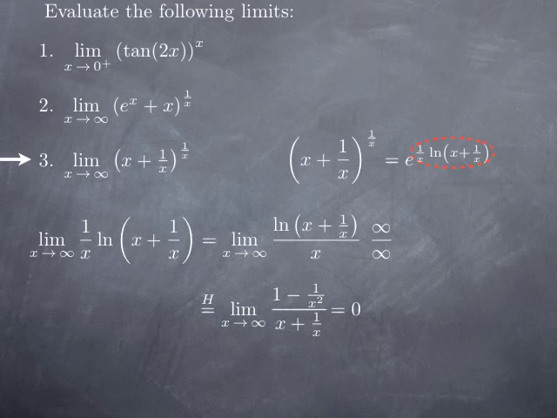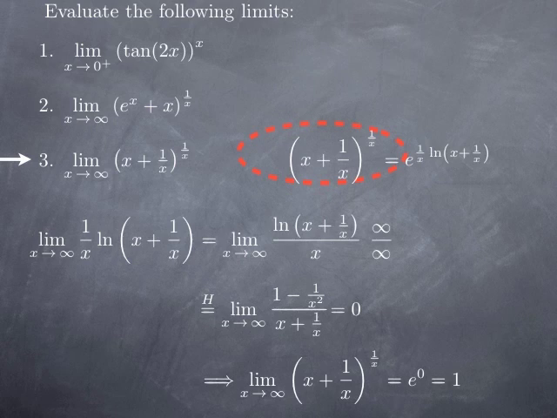This is not the limit of the expression (x plus 1 over x) to the 1 over x, but only the limit of the power of the Euler number. So we have to plug that in order to get the limit of this expression. And what we obtain is e to the limit of the power, in other words, e to the 0, which is 1.